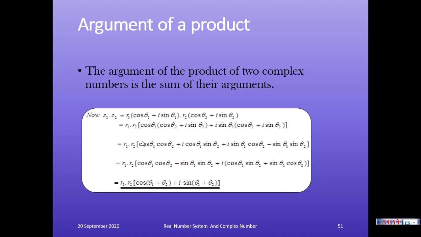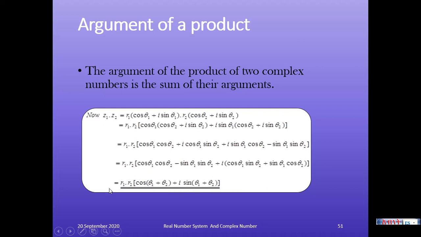What is the argument of a product of complex numbers? The argument of the product of two complex numbers is the sum of their arguments. We know what z1 times z2 is already. Assume this is z3, one complex number. What's the argument of this z3? It is y over x, so it's tan.